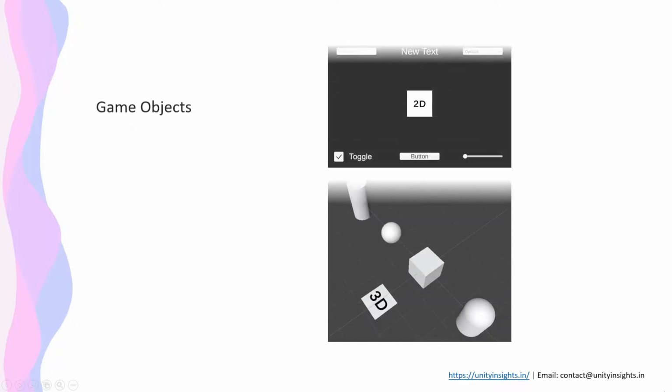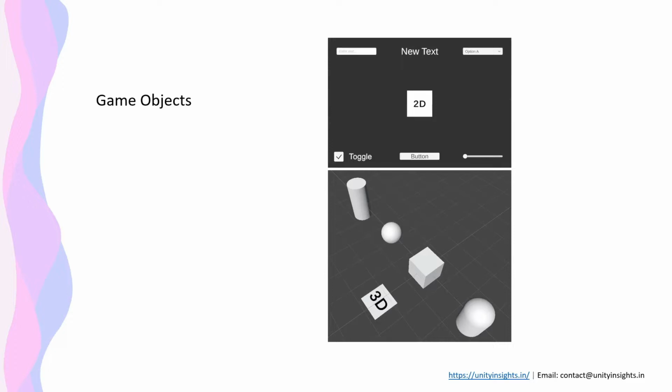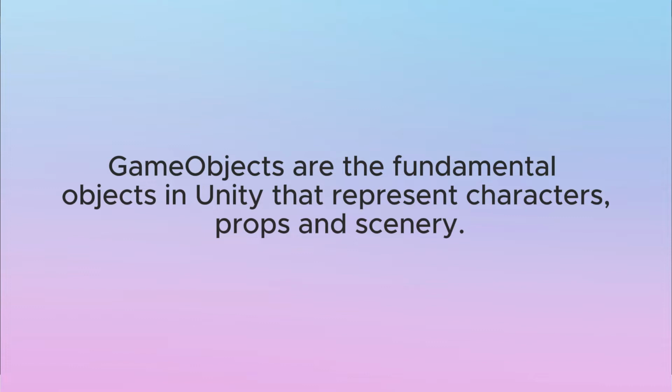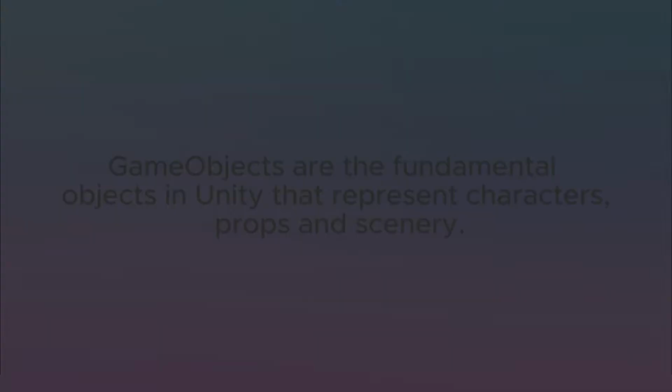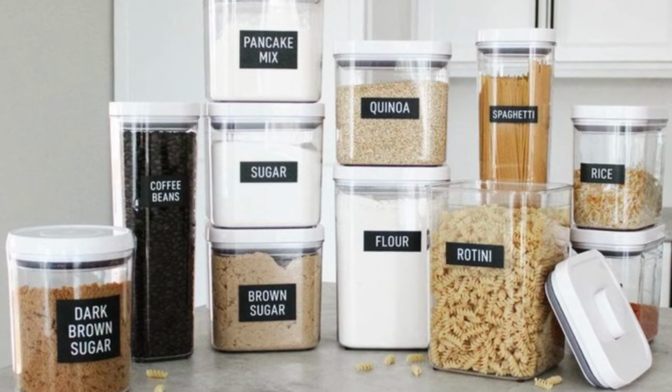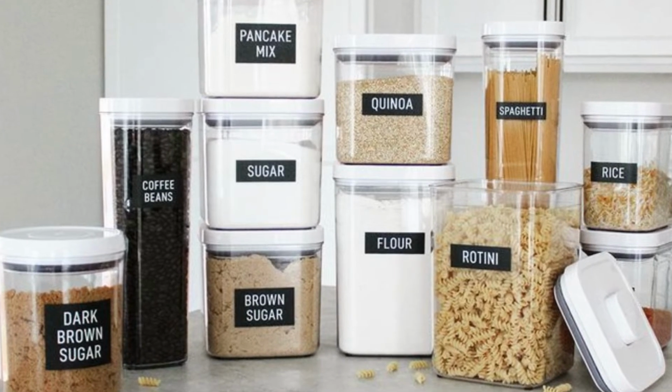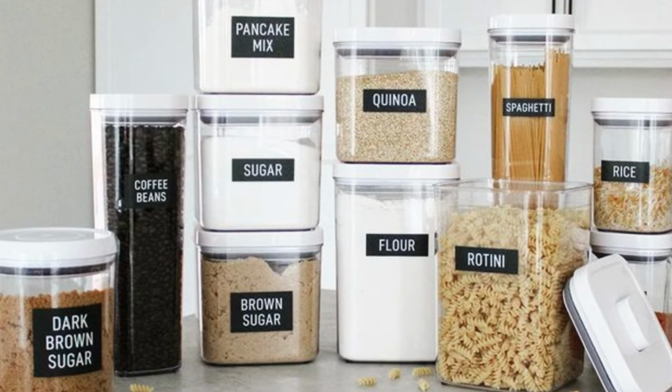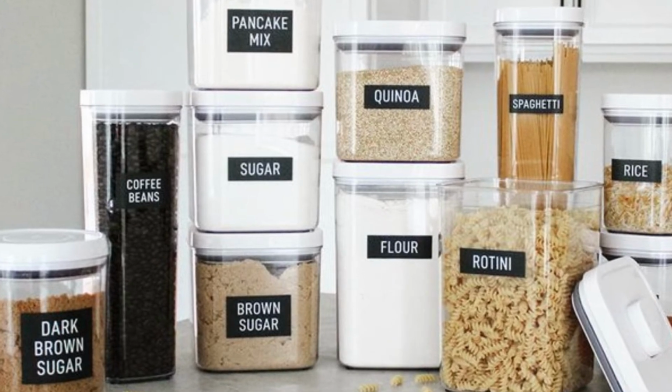Our first topic for the day is game objects. We'll learn about game objects, how to create them, how to control them, etc. As per Google, game objects are the fundamental objects in Unity that represent characters, props and scenery. Basically, game objects are empty containers which hold different components. The look and the behavior of the game object depend on the components attached to it.